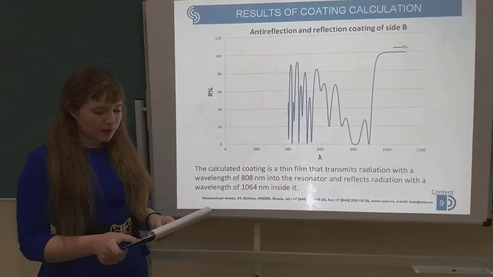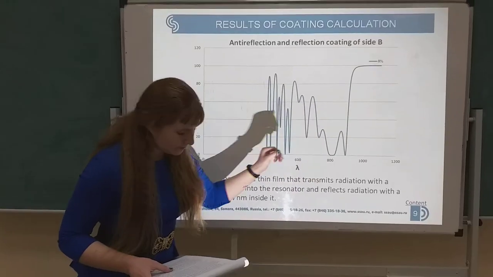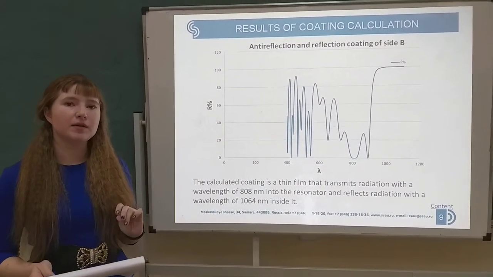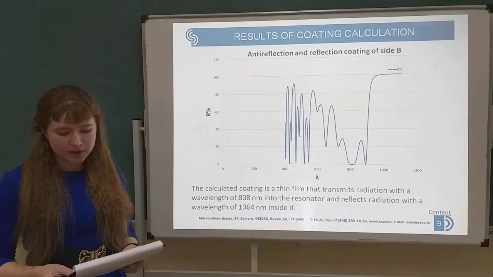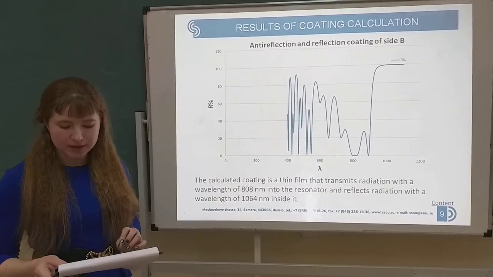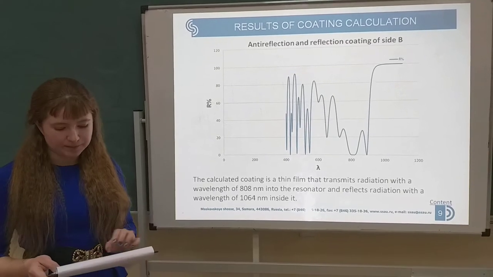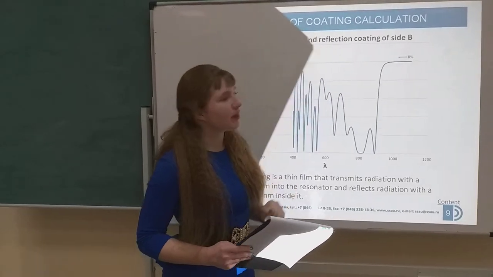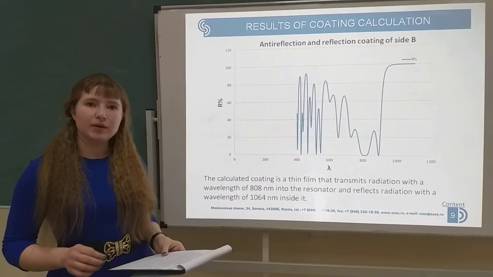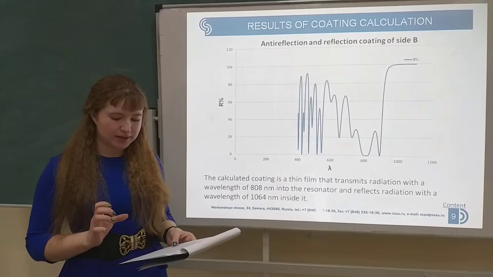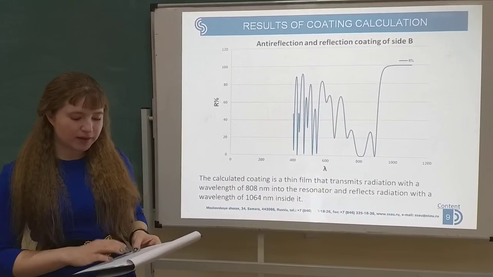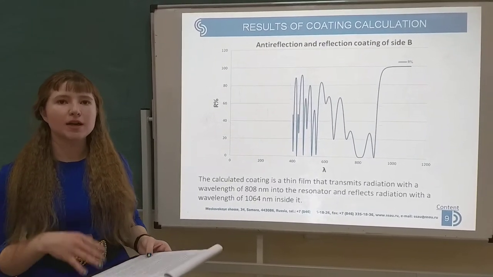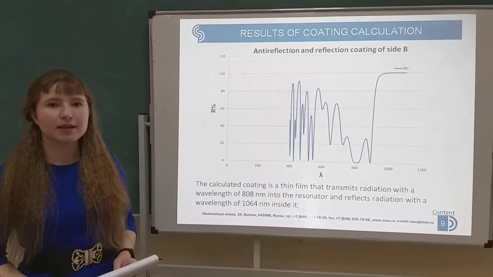In the first case, we see that the graph hits a low and holds firm in a small range of wavelengths around 808 nanometers. That means that all radiation at this wavelength will penetrate into the cavity. Then we see that the graph rockets up to 100% reflection and remains stable in a large range of wavelengths. Thus, radiation at a wavelength of 1064 nanometers will be completely reflected from the cavity end mirror inside the cavity.